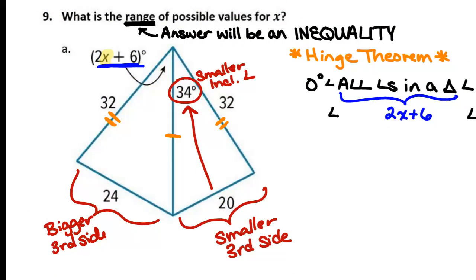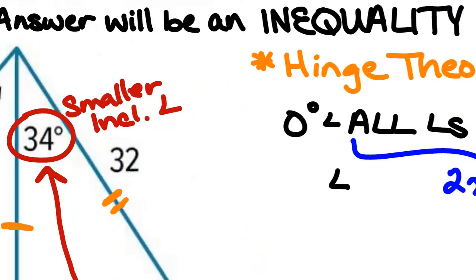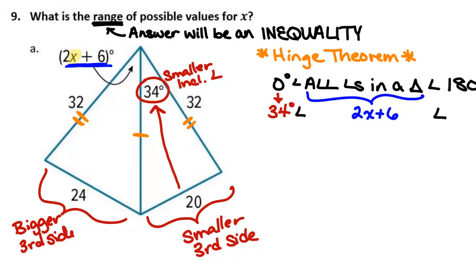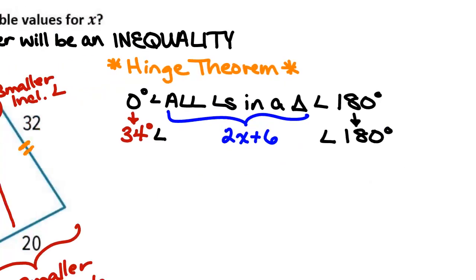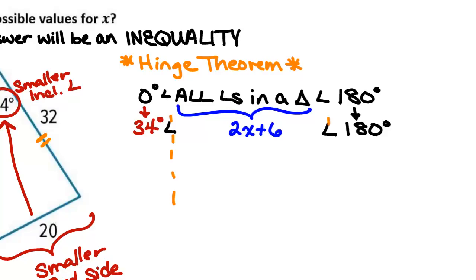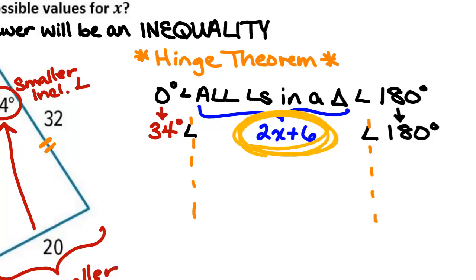included angle. If it's smaller than 2x plus 6, should it replace my floor or my ceiling? Floor. So we're going to put 34 in the place of the 0 because we have a better floor. I don't have anything in the picture that I know is bigger than 2x plus 6, so I have to use my ceiling of 180 there. And we're going to draw in our fences. And we're going to solve this for x. So what number do I need to deal with first, the 2 or the 6? The 6.